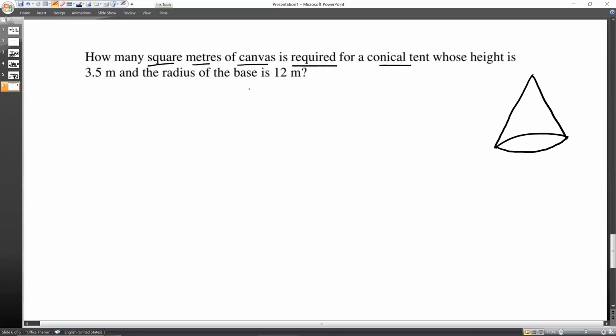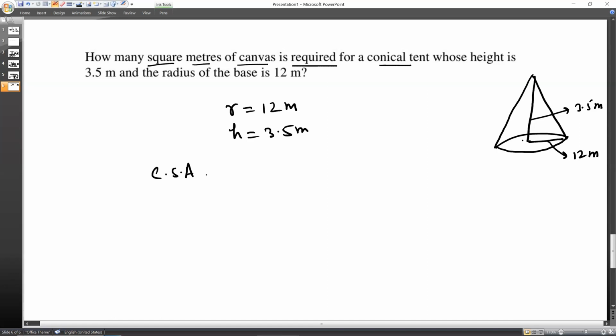Okay, so here it is given that the radius of the base is 12, means its radius is 12. And the height of the tent is 3.5 meter. So this height is 3.5 meter and this one is 12 meter. Let me explain one more time that we need the slant height here in the curved surface area of cone. CSA of cone is equal to pi R L, where L is the slant height.